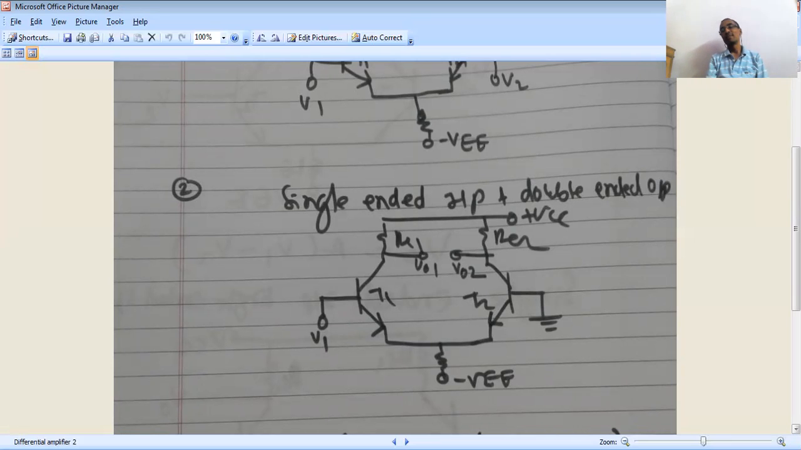Yes. There is an answer. What is that? Only one input V1 is applied to the transistor T1. And where we applied input to the second transistor, T2 is grounded. That is, there is no input signal voltage to the transistor T2. All other things are same.